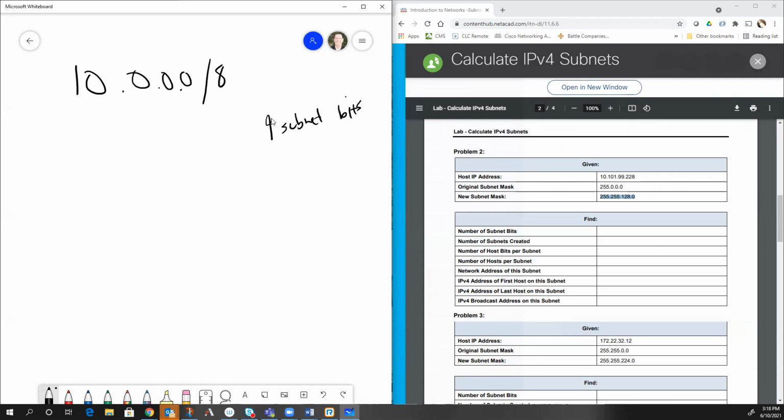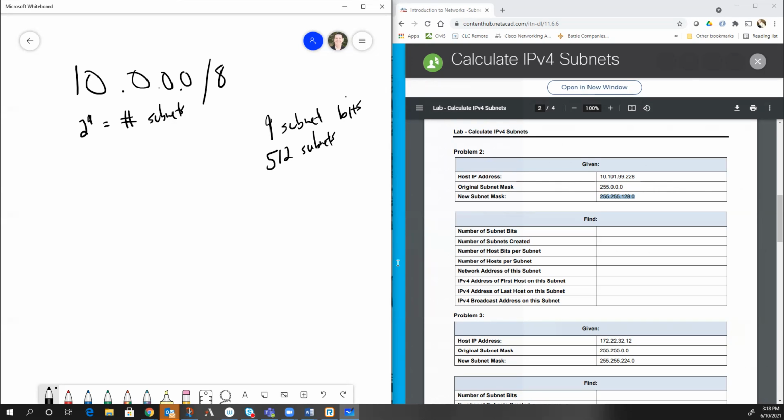Then it says the number of subnets created. Well, you would do 2 to the 9th, and that will equal your number of subnets, which should be, was that 512? I think that's 512 subnets. I believe that's correct. Because 2 to the 8th is 256, so it should be 512. I believe that's correct. If I'm wrong there, please somebody stop me.